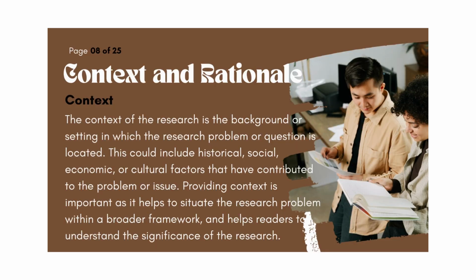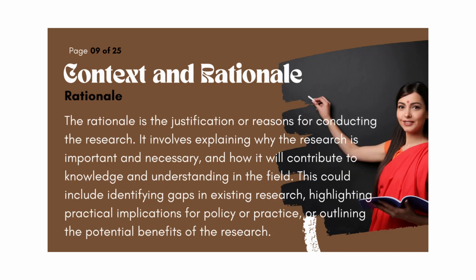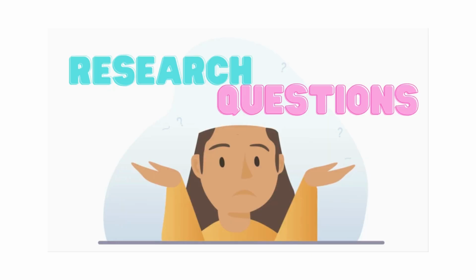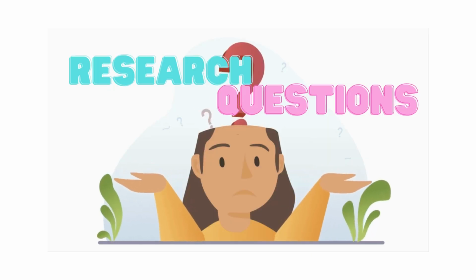The context of the research is the background or setting in which the research problem or question is located. This could include historical, social, economic, or cultural factors that have contributed to the problem or issue. The rationale, on the other hand, is the justification or reasons for conducting the research. It involves explaining why the research is important and necessary, and how it will contribute to knowledge and understanding in the field.